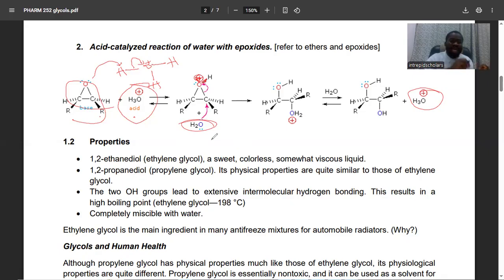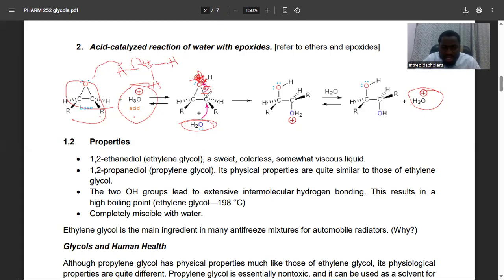So the arrows move from the electrons to the carbons that they are attacking. And so what will happen here is that because of the positive charge that has been deposited on this oxygen, the bond here will break onto the oxygen. The bond here will break onto the oxygen to stabilize the positive charge.